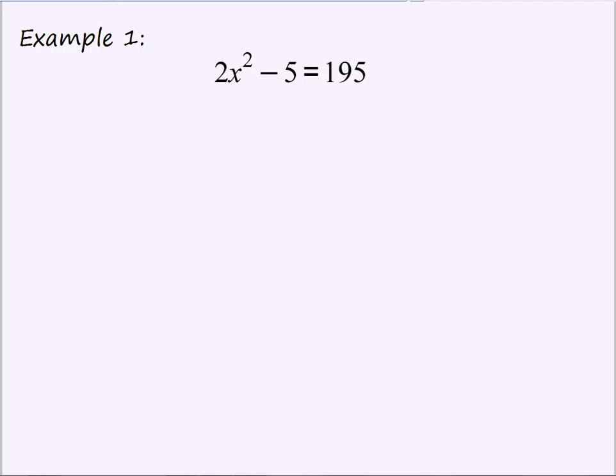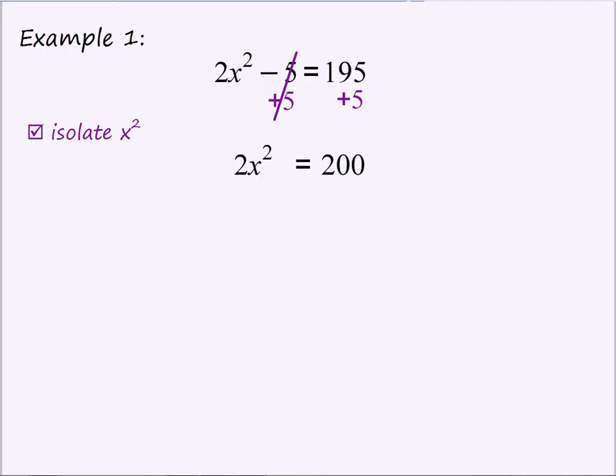So let's take a look at our first example. Remember, my ultimate goal here is to solve for x. I'm trying to find the missing number. In order to do that, I have to isolate x. And my first step to do that is to isolate x squared. If I can isolate x squared, I can find x. So to isolate x squared, I'm going to have to get rid of that minus 5 by adding 5 to both sides. I'm going to end up with 2x squared equals 200.